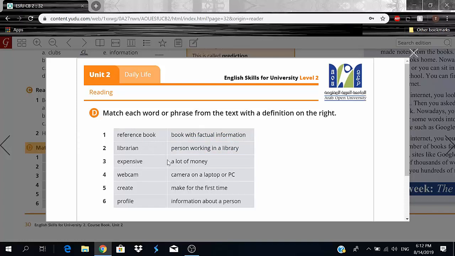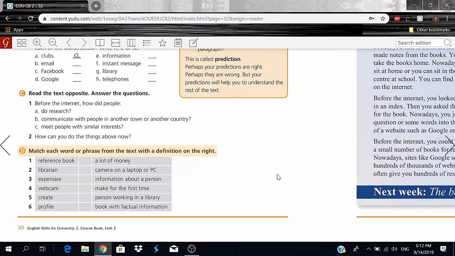3, expensive, a lot of money. Webcam, camera on a laptop or PC. Create, make for the first time. Profile, information about a person. Okay, you guys? Pretty easy stuff. Easy reading section. Now let's move on to writing.